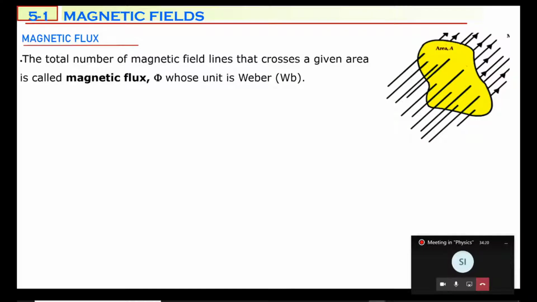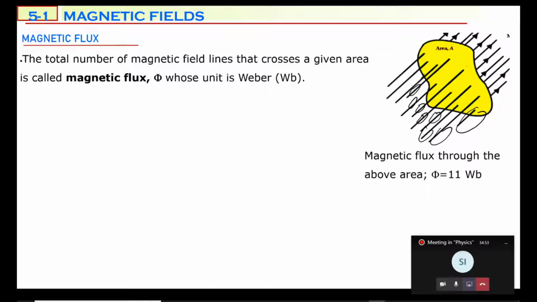What is magnetic flux? The total number of magnetic field lines that cross a given area is called magnetic flux. You are going to count how many lines are crossing this area. We can count them. I will count them. Okay, just wait a little. Let me start counting them. 1, 2, 3, 4, 5, 6, 7, 8, 9, 10, 11. Here, 11 lines are crossing this area.